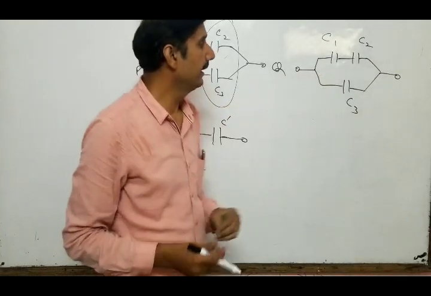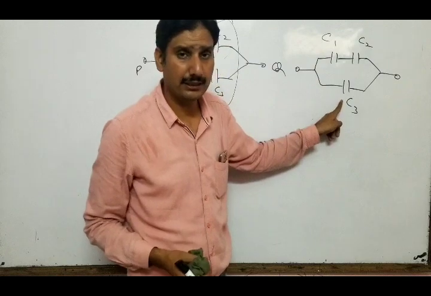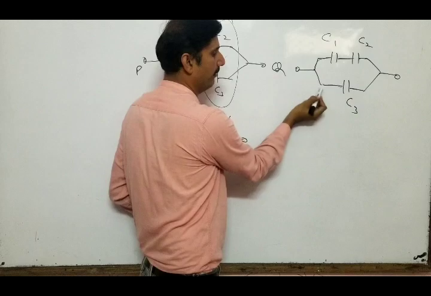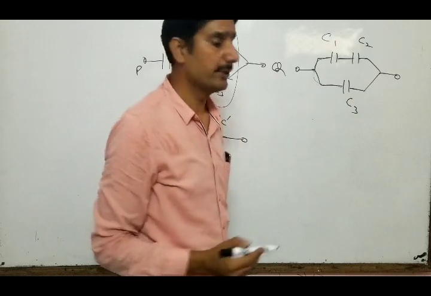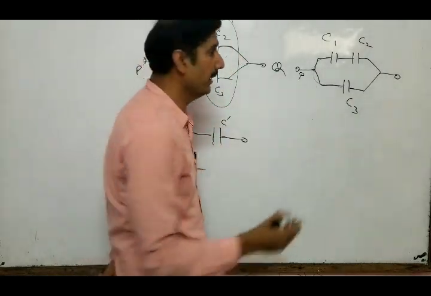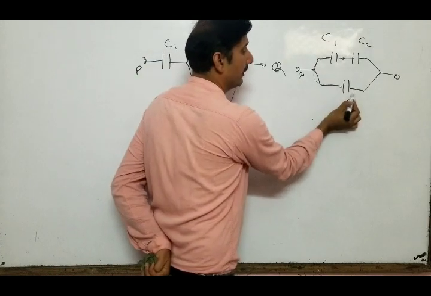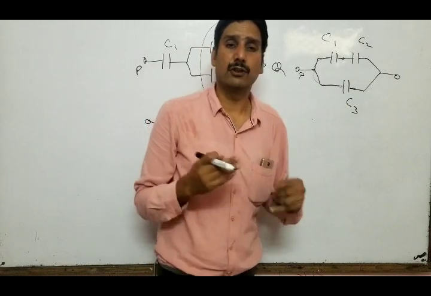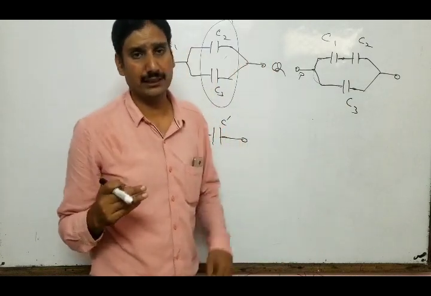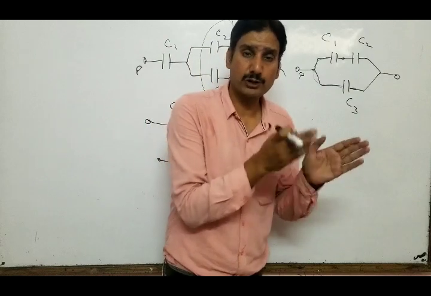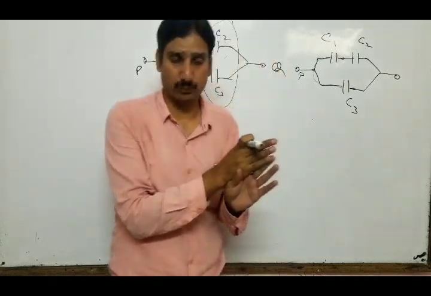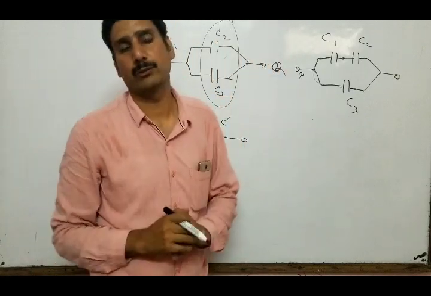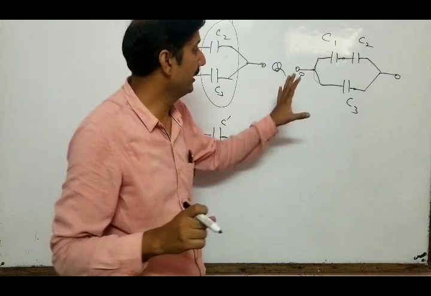However, in this case, are C1 and C3 in parallel? The answer is no, because there one plate of C1 and one plate of C3 are coming to the same point, say point P, but the other end of C1 and other end of C3 are not combined again. For two capacitors to be in parallel, one plate of each of them should be joined at one common point, and the other plates should also be joined at another common point. Only then you can call them to be in parallel.